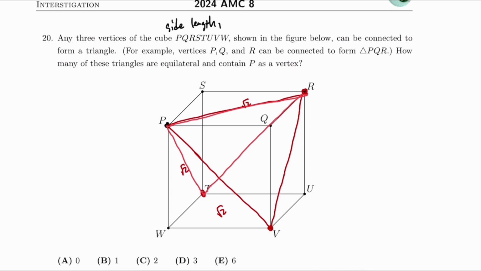And the last one, we could connect PT and PV. These two also form an equilateral triangle. This one does not look like it at all either, but it actually is an equilateral triangle. You can use Pythagorean theorem to verify that each side length is square root of 2. So there are 3 different equilateral triangles that you can choose. And that gives us the answer choice D.